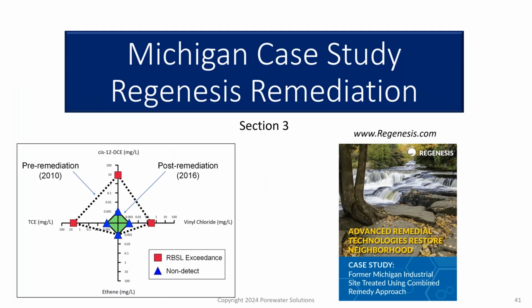Okay, so switching gears now to chlorinated solvents, because this is another example where we can look at parent species and daughter products on the same map at multiple time periods to assess remediation effectiveness. So this is a Regenesis site that was worked on, I think, 5 or 6 years ago. It was a great design.